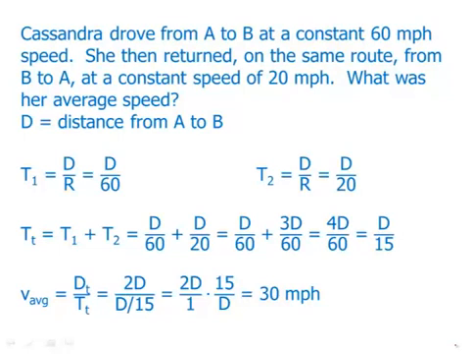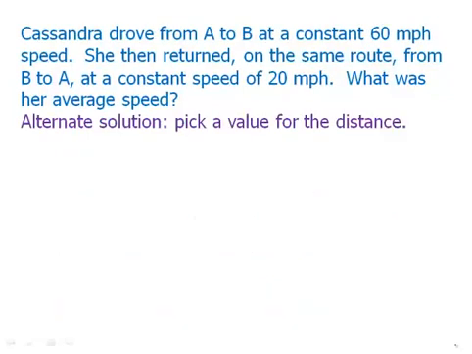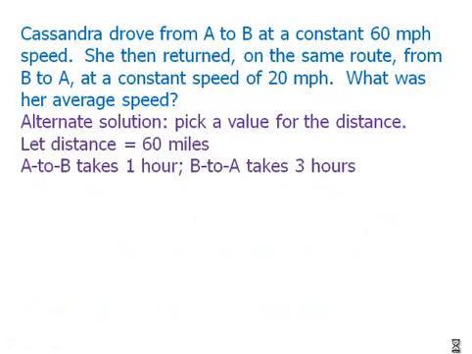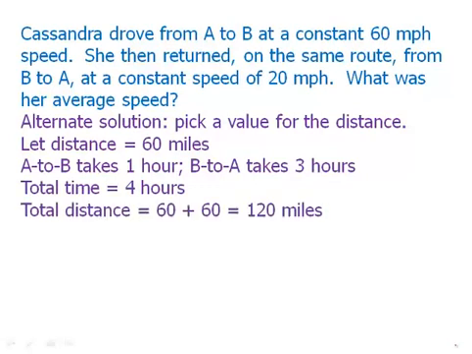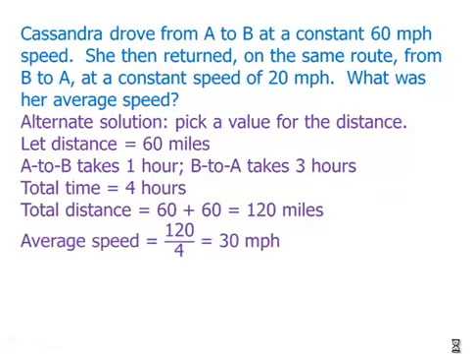Now here's another, perfectly valid approach. We could just pick a value for the distance. Let's say that the distance is something nice and round, like 60 miles. Well, she travels at 60 miles an hour going there, so she covers 60 miles in 1 hour. Coming back at 20 miles an hour, it will take her 3 hours to go 60 miles. That means the whole trip took 4 hours, and she covered 120 miles in 4 hours. That gives us an average of 30 miles an hour.